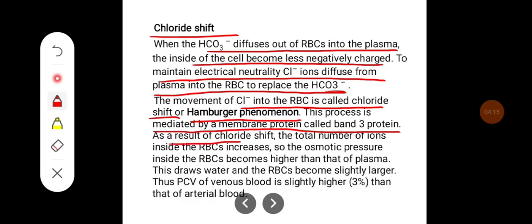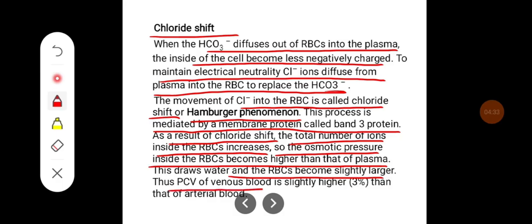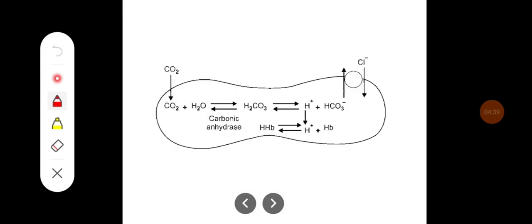As a result of chloride shift, the total number of ions inside the RBCs increases, so the osmotic pressure inside the RBC becomes higher than that of plasma. This draws water and the RBC becomes slightly larger. Thus, the PCV of venous blood is almost 3% higher than that of arterial blood.